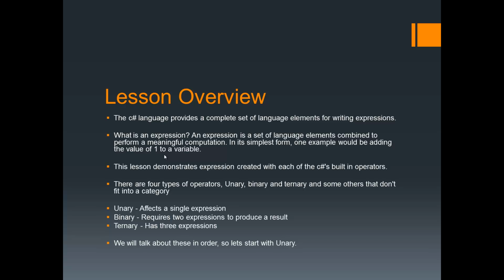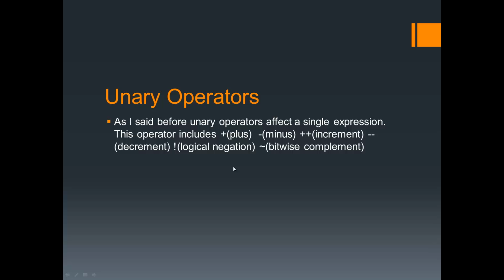So let's go ahead and start with the unary operators. It's kind of a tough word to say. As I said before, unary operators affect a single expression. The operators in this category include the plus sign, the minus sign, the double plus sign, which is increment, and the double minus sign, which is decrement. Then you have the exclamation point, which is a logical negation. And then you have the tilde, which is the key right next to the 1. If you aren't familiar with the tilde, it's a bitwise complement.